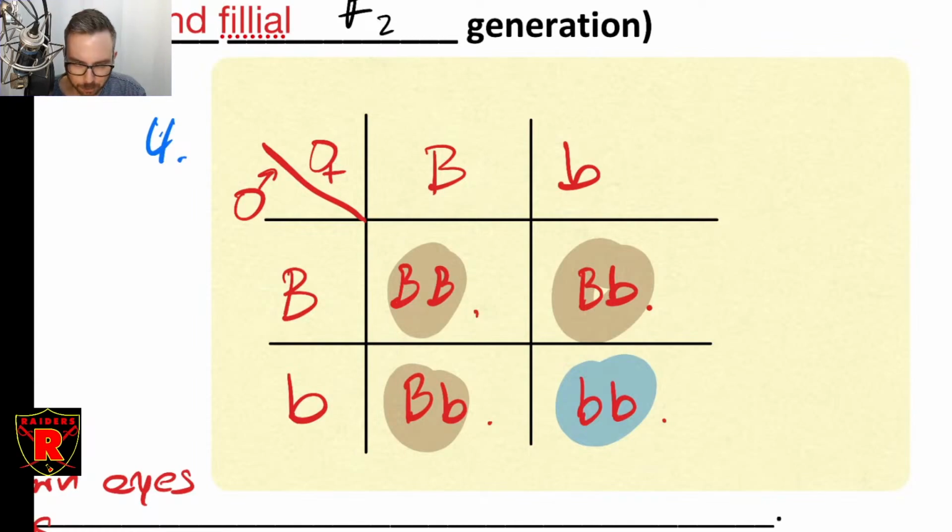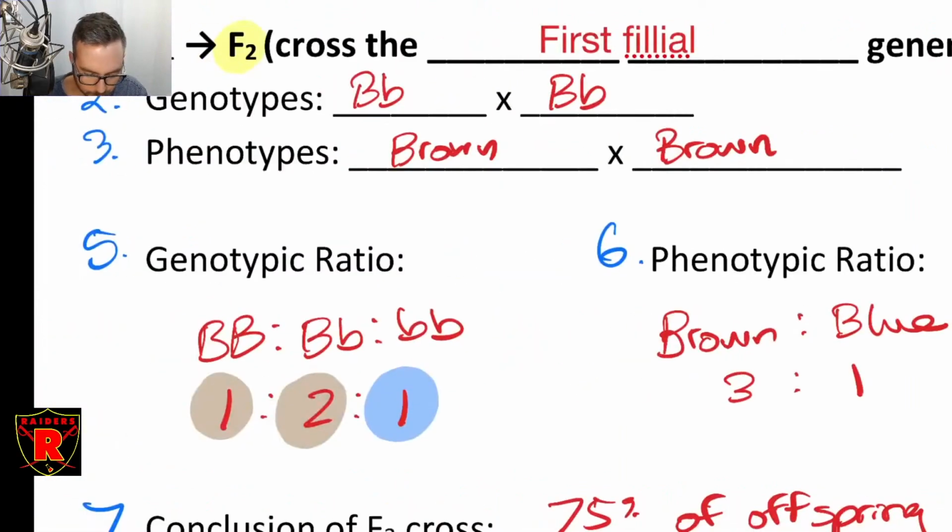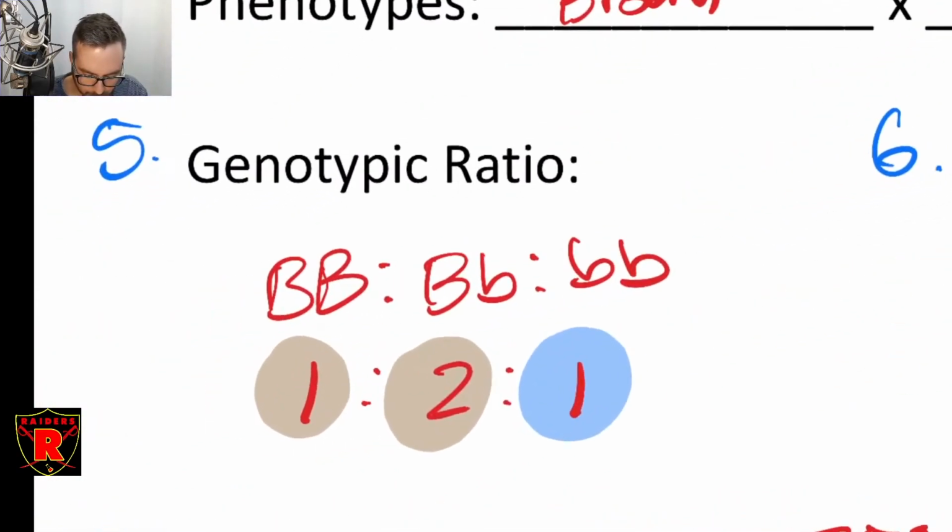And these are the results you're going to get here if you cross these two. So remember that one parent goes on the top and one goes on the left. So we've got one big B big B, 2 big B little b's, and 1 little b little b. So our genotypic ratio, which is step 5, is 1 to 2 to 1 of big B big B to big B little b to little b little b. Those are the genotypic ratios.